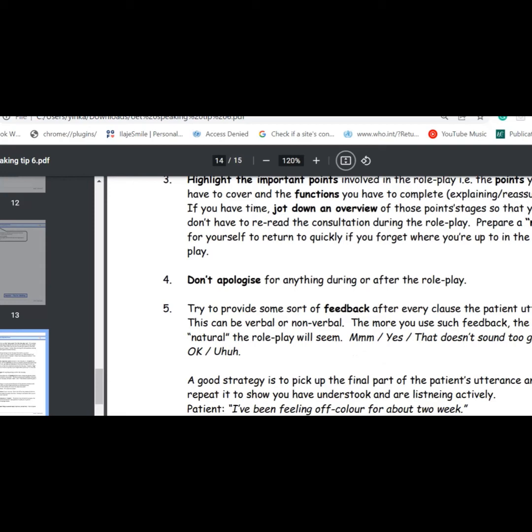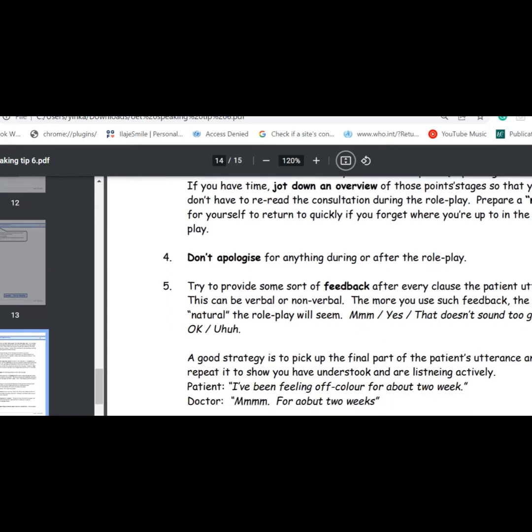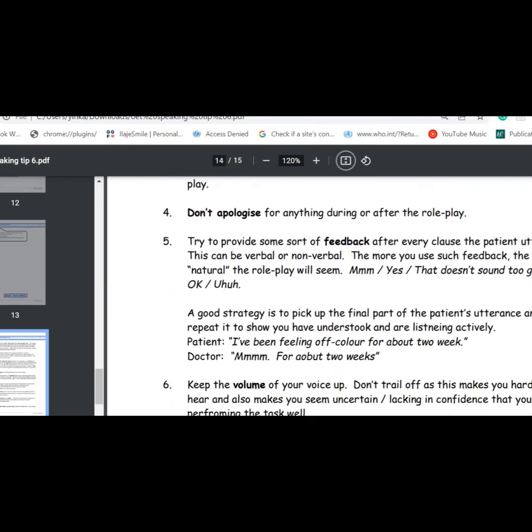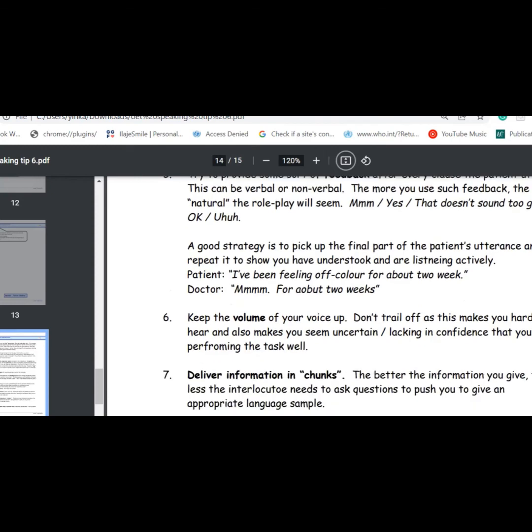So if the patient has said something, maybe the patient used some non-verbal cues, some gestures, try to get some feedback. A good strategy is to pick up from the final part of the patient's utterance. I repeat it. I said for about 2 weeks. If the patient is saying something, you can bring the patient back to repeat what they have said, in case they are losing out.